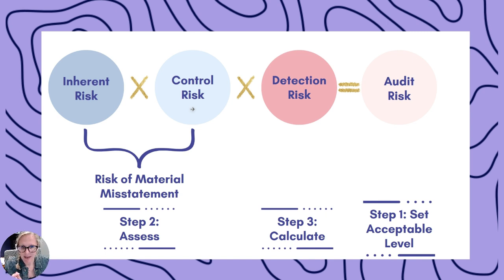So then we can move on to step 3, which is where we will calculate our detection risk. So detection risk is how the auditor responds to that risk of material misstatement. So remember, risk of material misstatement, IR times CR, is what's happening in the client's environment, and detection risk is how the auditor will respond to what is going on within that client environment. So the overarching goal is that we are assessing risk at an adequate level. So that is this idea of our audit risk model.